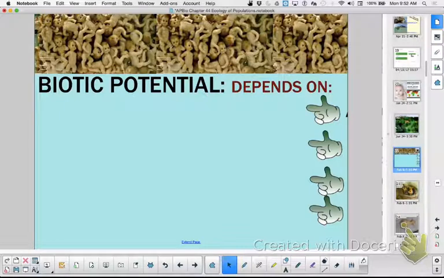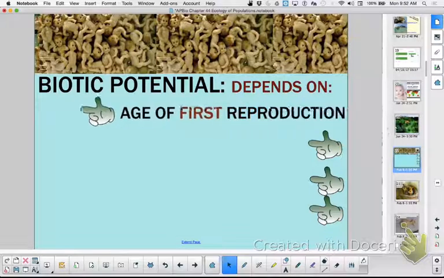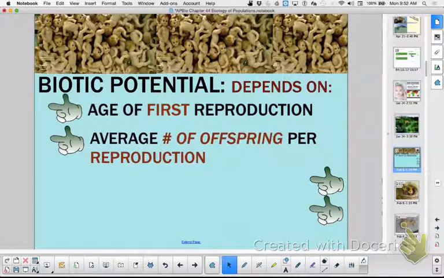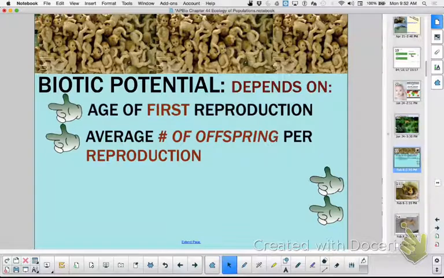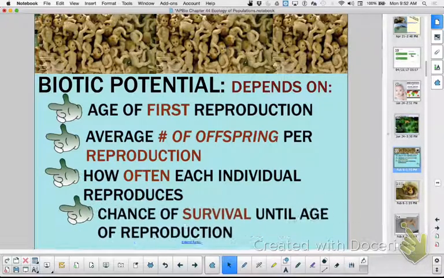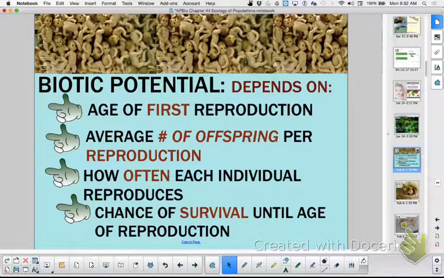And it's going to be a factor of what's called your biotic potential. Those are dolls, okay? So your biotic potential depends on 4 things. Age of first reproduction. When do you start reproducing? And then your average number of offspring per reproduction. How often each individual reproduces. And then chance of survival until age of reproduction.